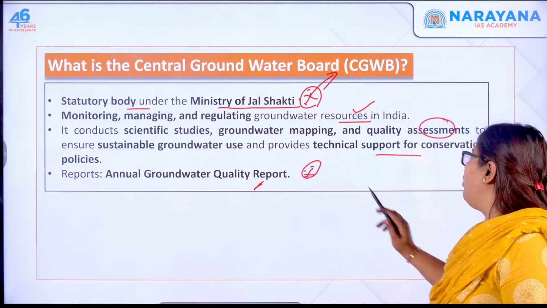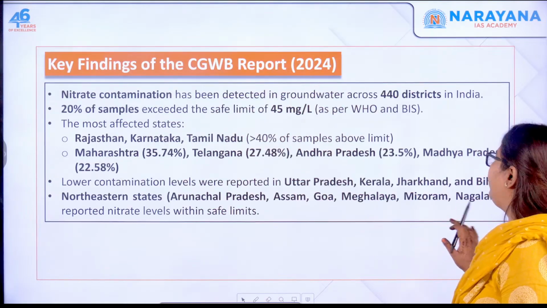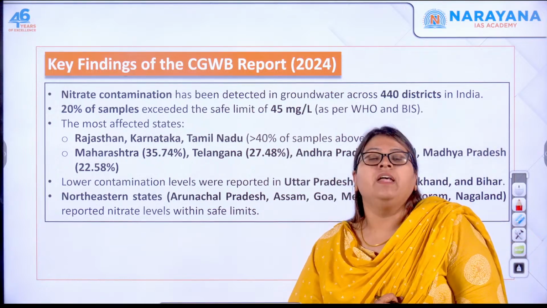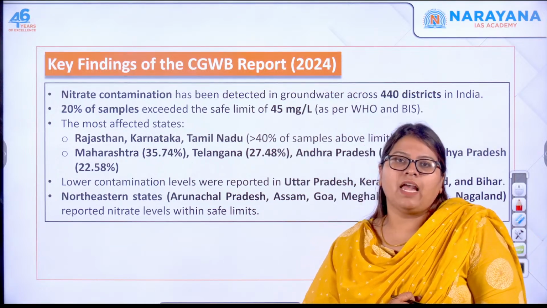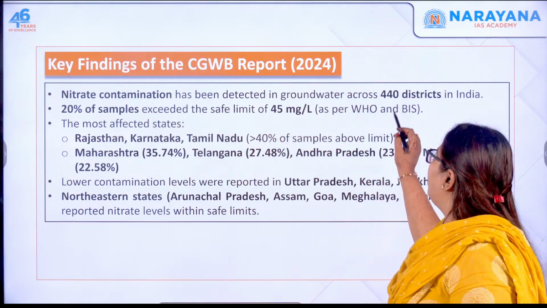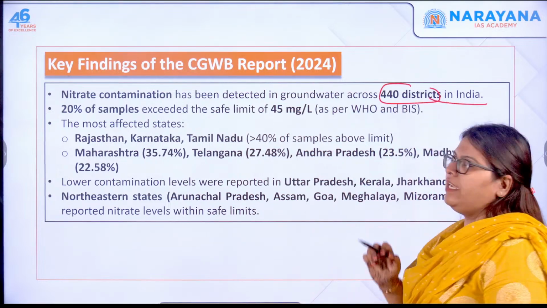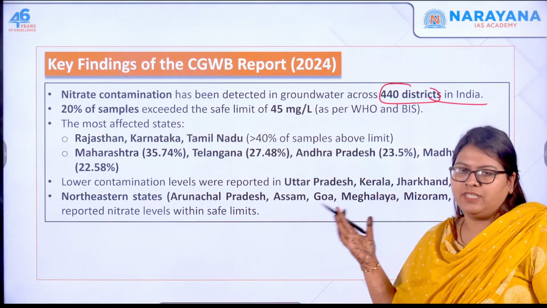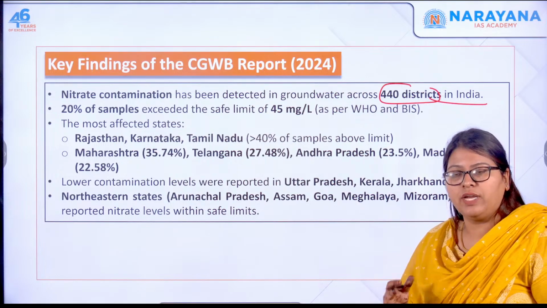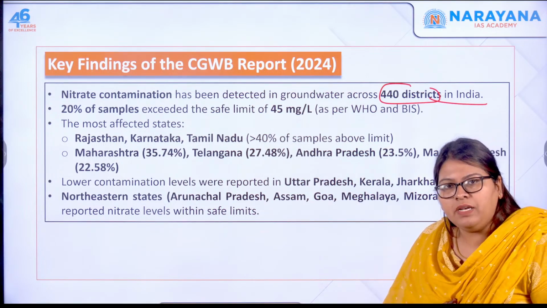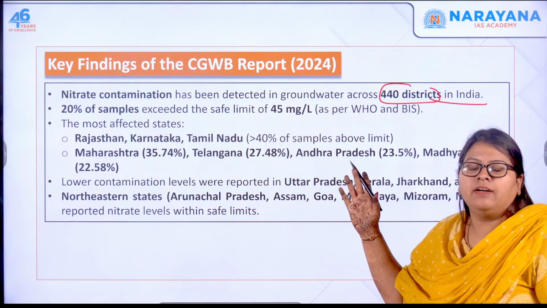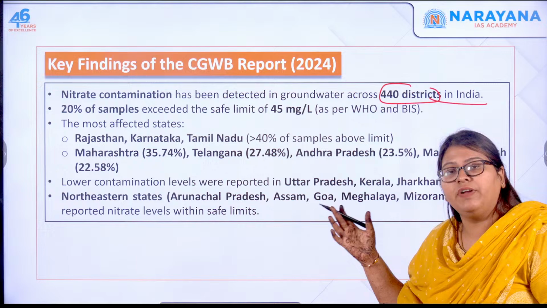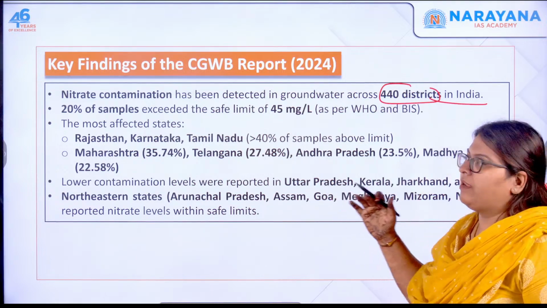Very, very important. Key observations are what is more important. So the report has actually come out with certain observations, okay. So nitrate contamination has actually been seen in groundwater across 440 districts in India, and 20% of the samples that were collected across these districts were contaminated with nitrate, surpassing the permissible limits of 45 mg per L, which are the WHO and the Bureau of Indian Standards benchmark, okay.